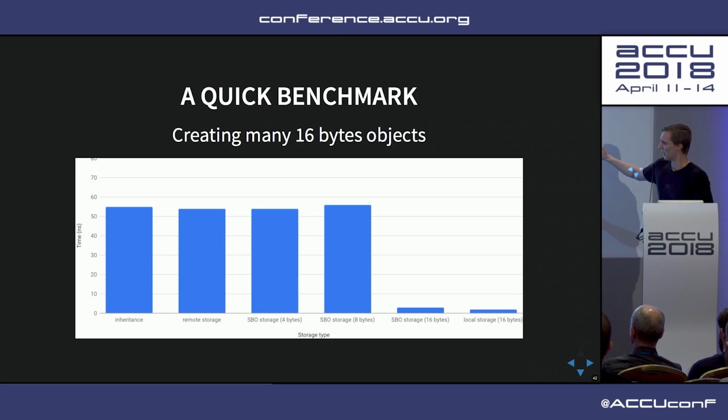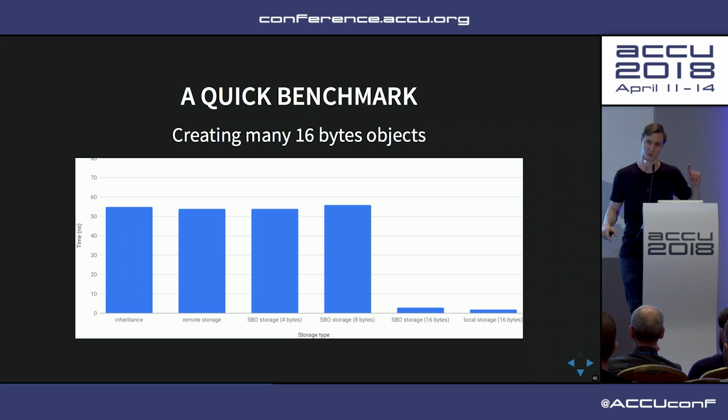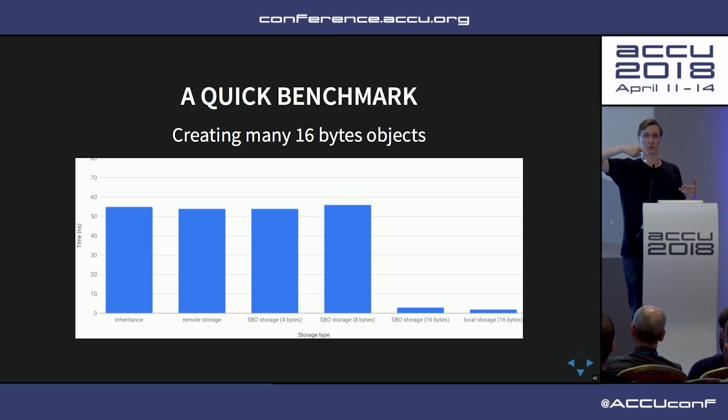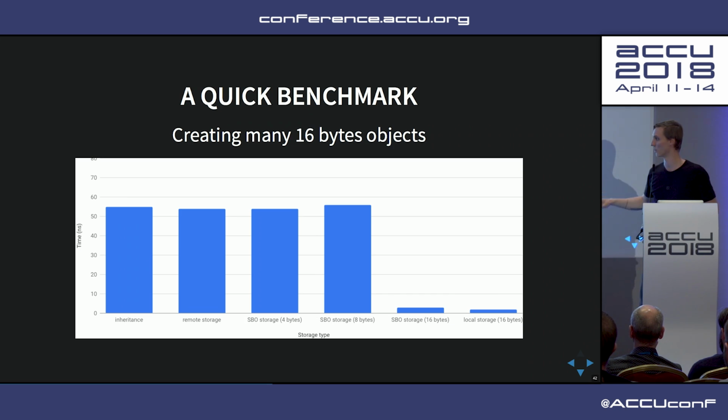You'll see. So with inheritance, I'm basically allocating all the time, right? I'm throwing something in there, making a heap allocation, and it's kind of expensive. Then if I use remote storage, which is the first storage policy we looked at, I also make an allocation, so I pay for it. For SBO storage with 4 bytes, that's the third one from the left here, because it's 4 bytes and my object has 16 bytes, it does not fit in the SBO, so I need to do an allocation. And you see that the timing is pretty much the same.